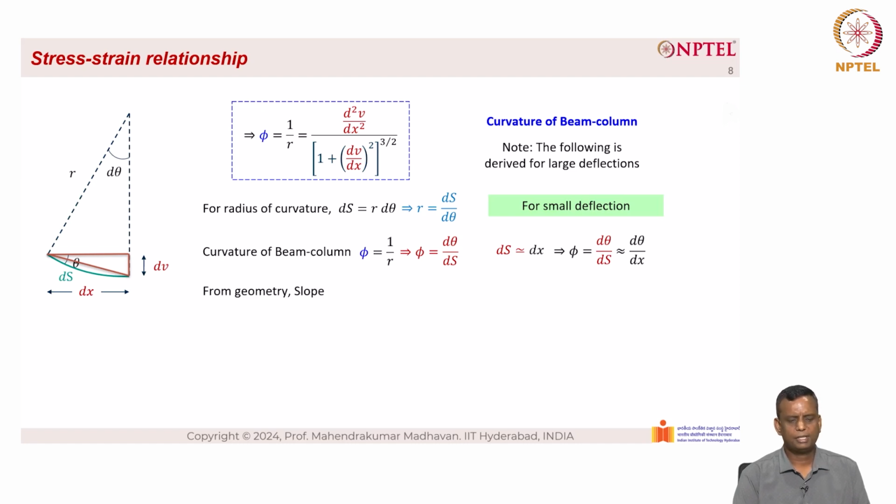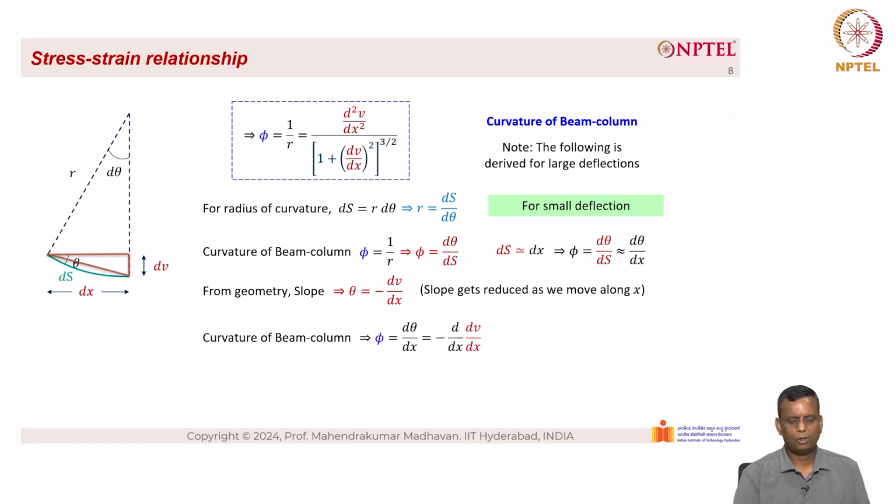So from the geometry, slope is given as theta equal to minus dv by dx. This is from the red color triangle on the left hand side. The negative sign is given because as we move along the x, the slope gets reduced and hence a negative sign is introduced.